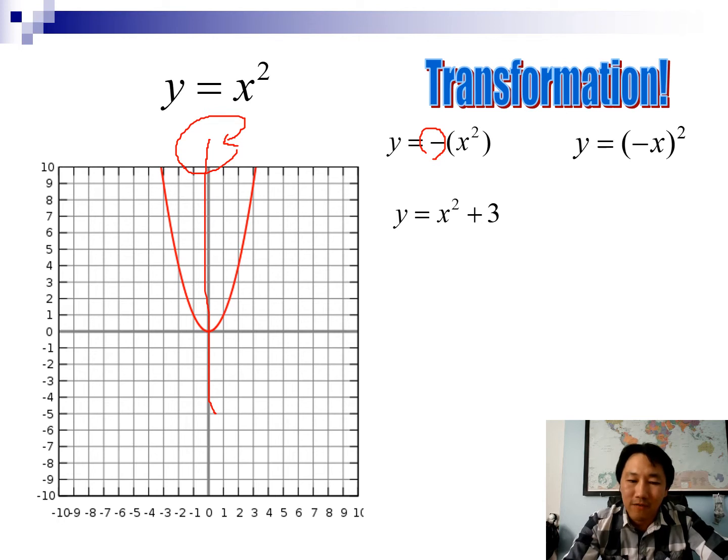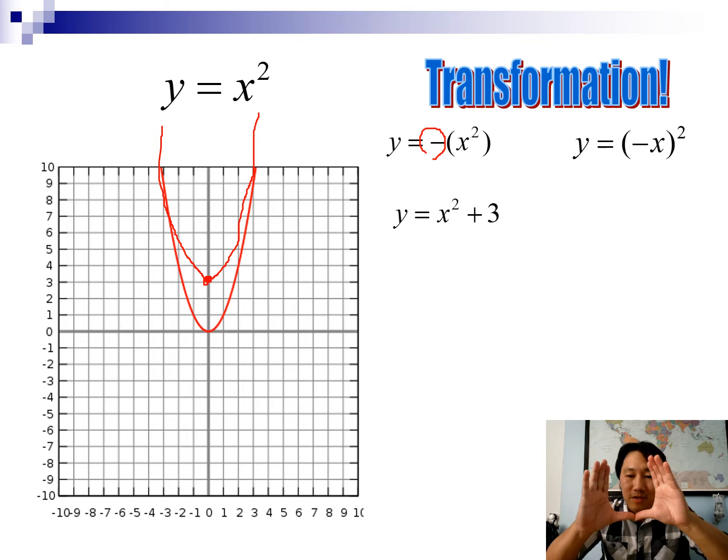What happens if I put a +3 at the end? Or sometimes I could put a +3 in the front, it doesn't matter. The +3 will actually move the graph up 3 units. So instead of starting at 0, 0, it's going to start right at 0, 3, and it's going to look the same. It's the same exact parabola, but it's just shifted up 3 units.